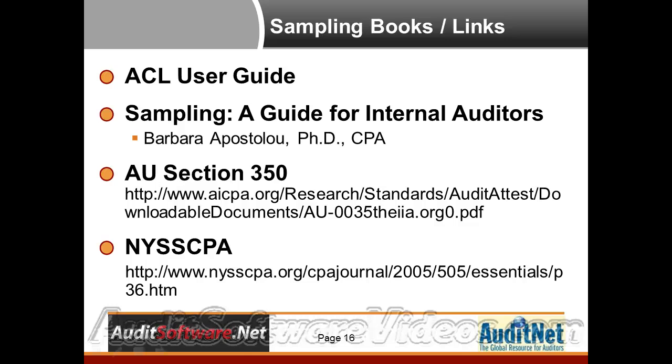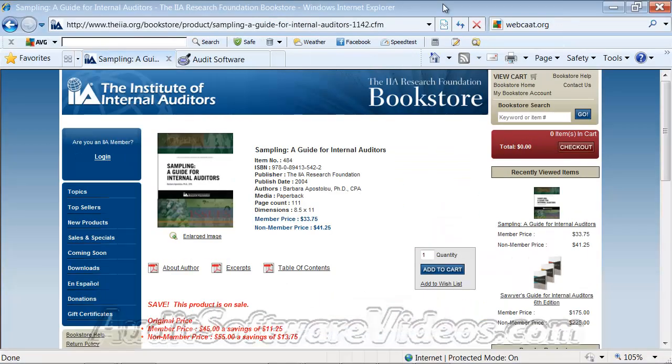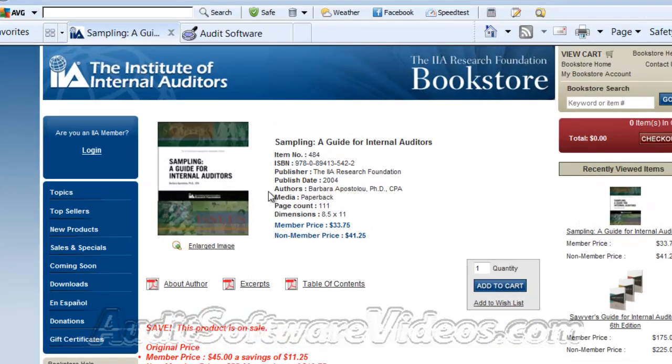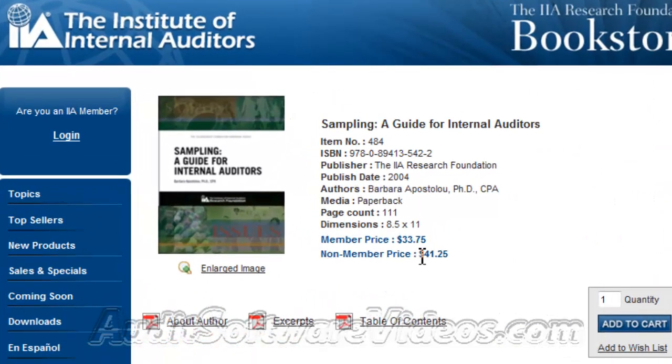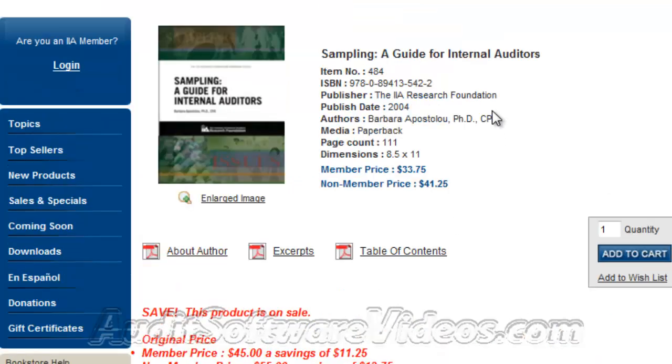Alright, so from a sampling books and links point of view, I wanted to show you a few of the links that are available. Just give me a second here as we scroll over. So this is one, just bringing my screen over here for you. One thing that I think is a great book, the member price is $33.75. I could have sworn that this was discounted, but yep, it's on sale. It used to be $45, and they've dropped it down. Great book by Barbara Apostolou, and it does a nice job of not only explaining sampling, but also putting it from an internal auditor perspective. Quite a few tables and other things in the back to consider as well.